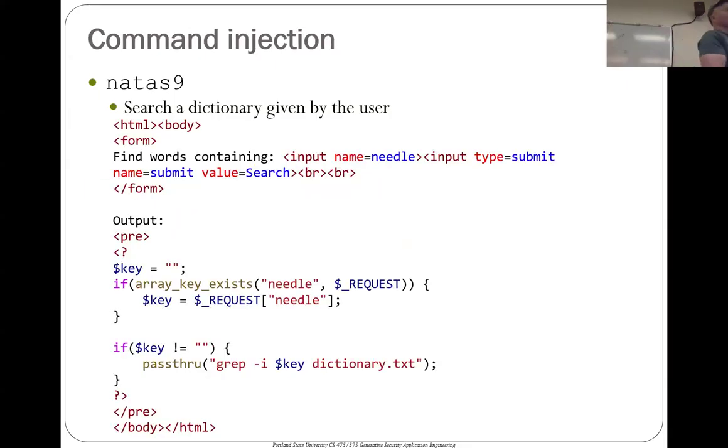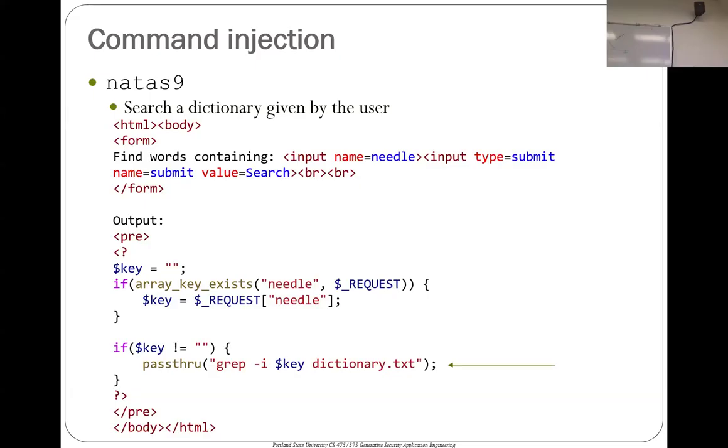Here's another one, command injection. So yeah, this is good if you've done the web and cloud security class, because all these are web ones. So I have a web interface, and it says I'm going to get a key from the user. In this case, the form is going to have an input field called needle. And if you set needle to a search term, you pull out this key that you're going to search for from the search form, and you're just going to do a pass-through grep of this key on dictionary.txt to see if that word exists.